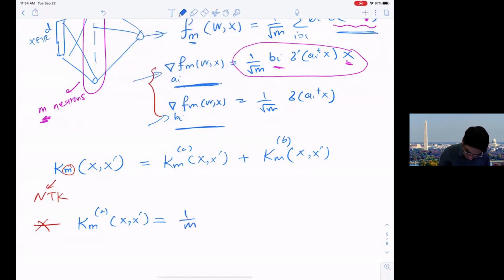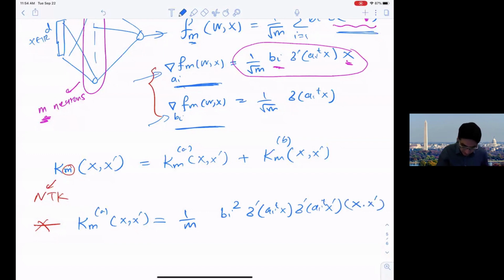So I'll have 1 over m. For the ith parameter a_i, I'll get basically b_i squared, sigma prime a_i transpose x, sigma prime a_i transpose x prime. So these are numbers. At the end of the day, I'll look at the inner product between x and x prime. So x inner product x prime. And again, I'll sum it up over all of my i's, right? So these are inner products. So I look at the inner product chunk by chunk. So I'll sum it up over all of my m neurons that I have here.